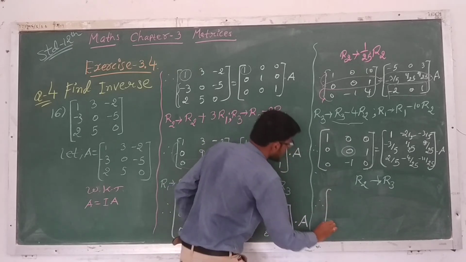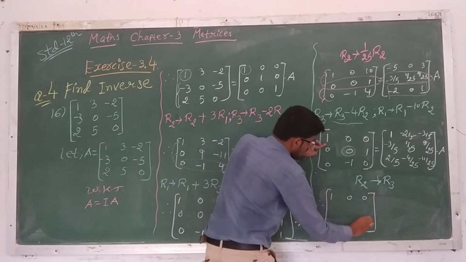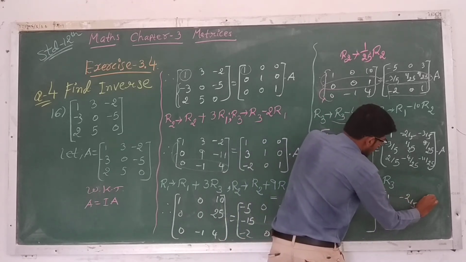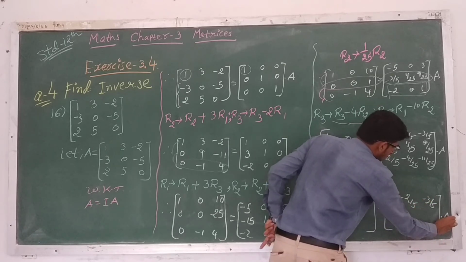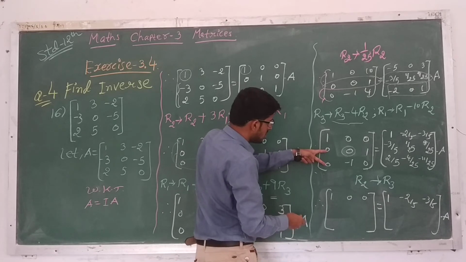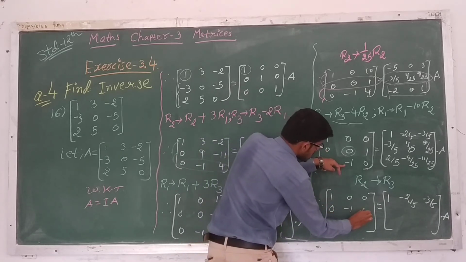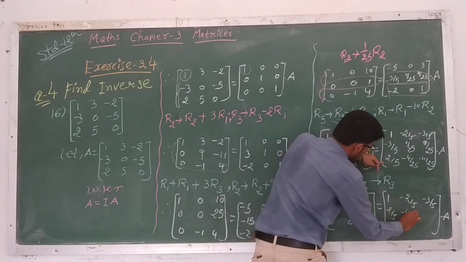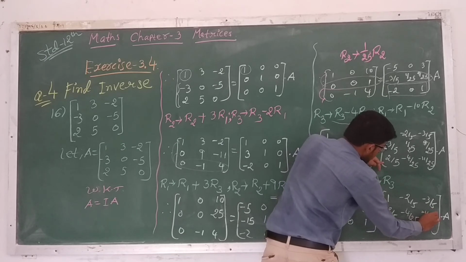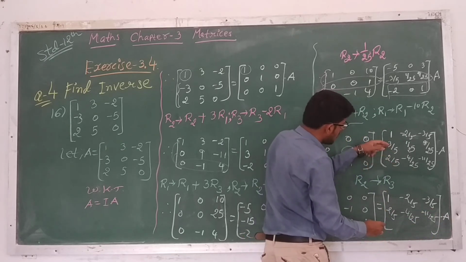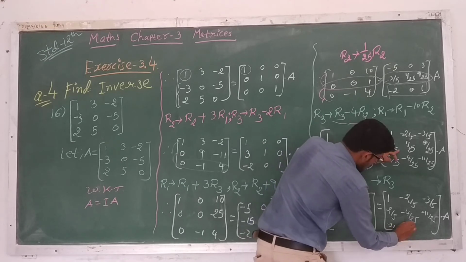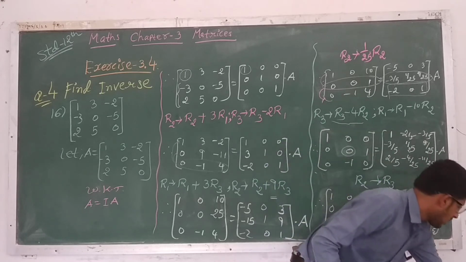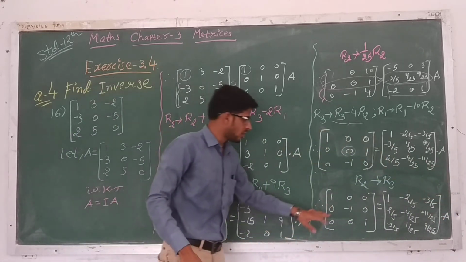Therefore, the first row as it is, 1 0 0 on both sides. First row as it is, there will be no change, minus 2 by 5 and minus 3 by 5 into A. So simply we have to interchange. So here write down 0 minus 1 0. Here write down 0 0 1. Here write down 2 by 5, minus 4 by 25, minus 11 by 25, and the third row will be minus 3 by 5, 1 by 25 and 9 by 25. Okay.